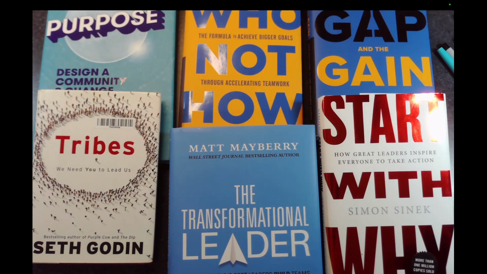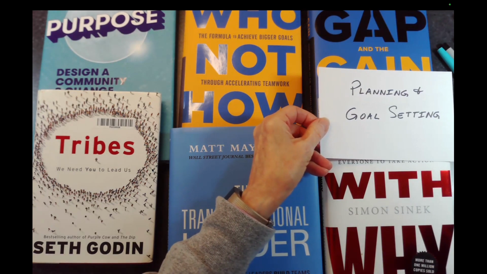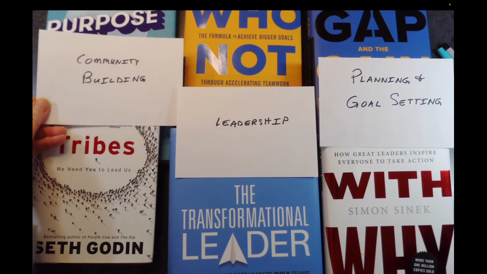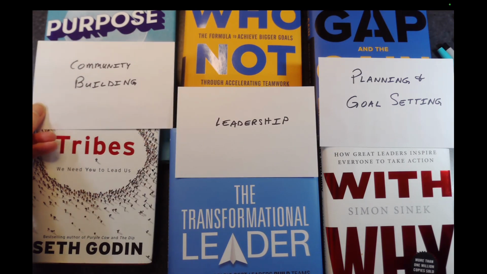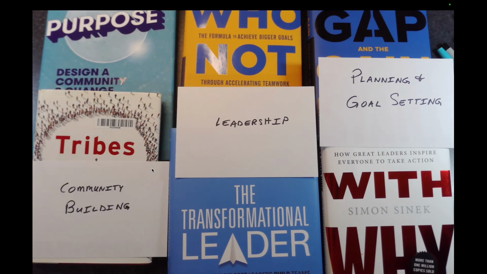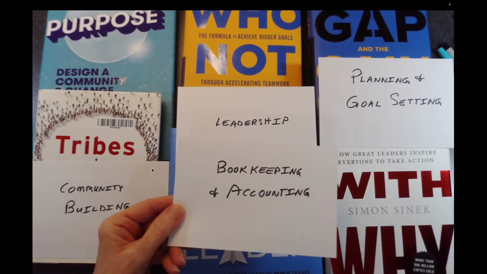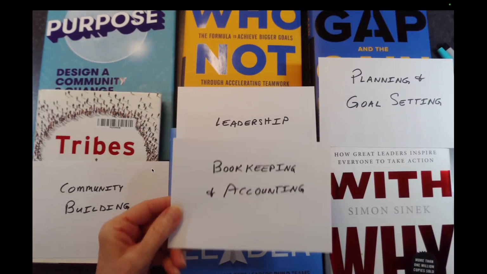When I look at these books, I realize that they fall in certain categories. This group is planning and goal setting. This group is on leadership, and this group is on community building, because LiLLiPub is a community. And I realized when I looked at these 3 core areas that I was kind of missing a rather important subject area, bookkeeping and accounting. Where are my books on bookkeeping and accounting?